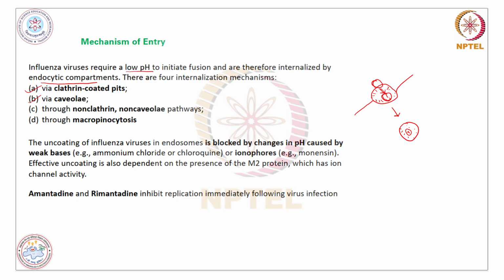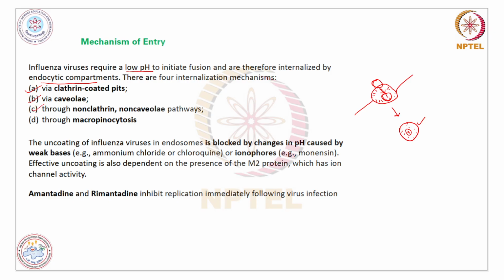These viruses use this route to enter via flask-shaped structures. Like here, they are getting into spherical endosome-like structures. In caveolae, they will enter through a flask-shaped structure. And this is less commonly used by influenza, but viruses can enter through this caveolae-mediated pathway.